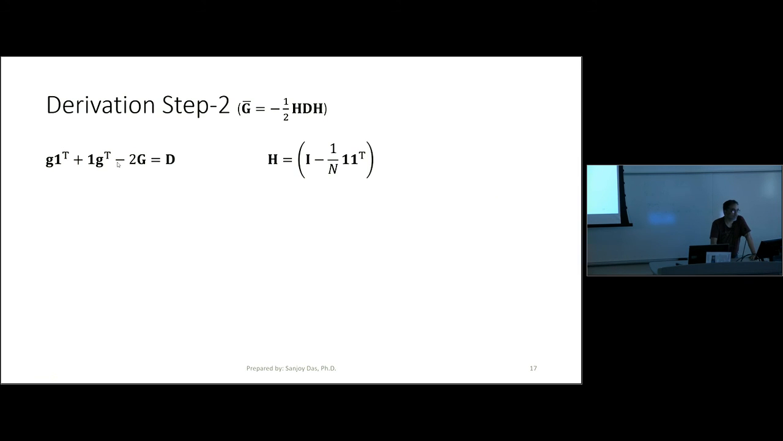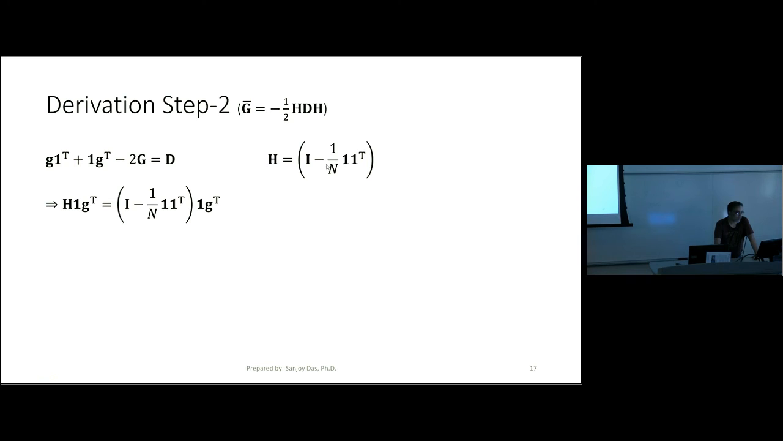So we saw this, and this is my definition of H. What we will prove is the centered gram matrix is negative half HDH. Okay? Then, given the data matrix, you can obtain the centered gram matrix. That's the first step of our MDS. Okay. What I'll do is, let's look at H1G transpose.